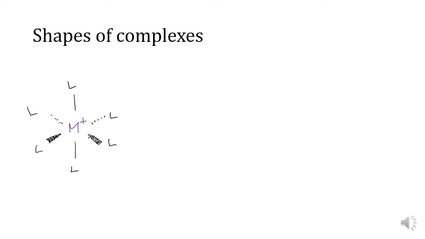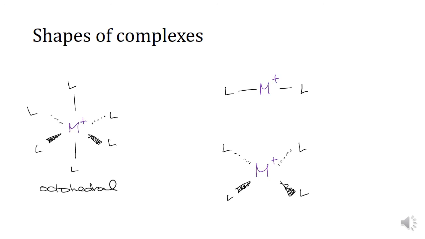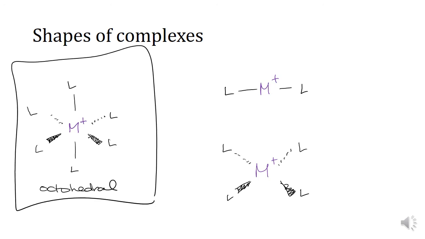However, there are other shapes of complexes, so you can have linear and you can have what's called square planar. As the name suggests, linear is in a line, and I'm just using L to indicate a ligand here. And then square planar, which is all four ligands in a flat square shape. But it's this octahedral that the IB expect you to know. The complexes that the IB always talk about are these octahedral complexes.